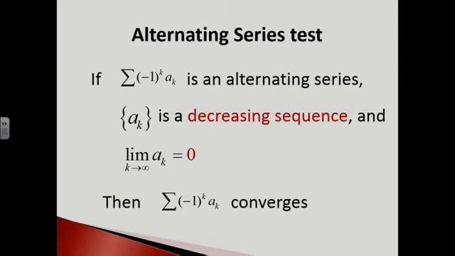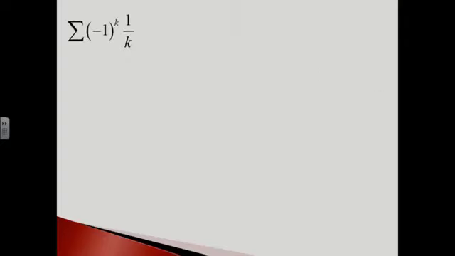When you test an alternating series for convergence, it is wise to begin by computing the limit of a_k as k tends to infinity. If this limit is not zero, you know immediately that the series diverges by the divergence test. However, if this limit is zero, you can show that the alternating series converges by verifying that a_k is a decreasing sequence. We consider an example.